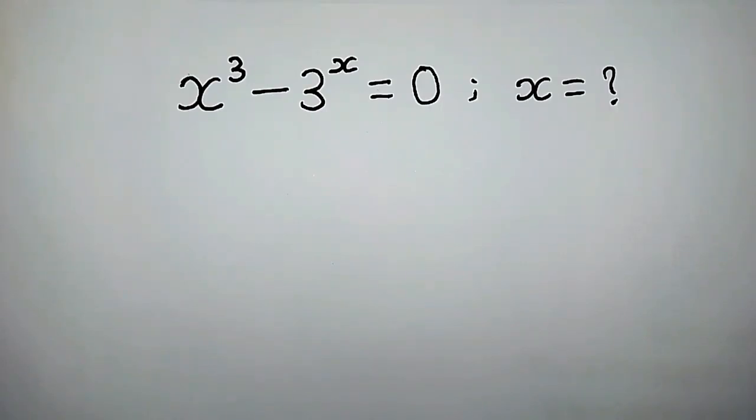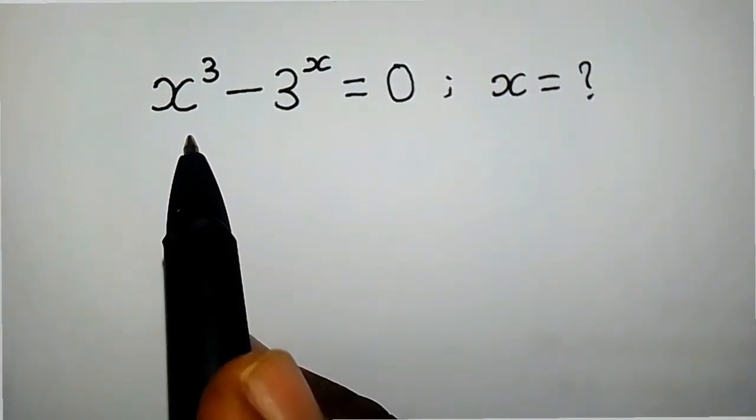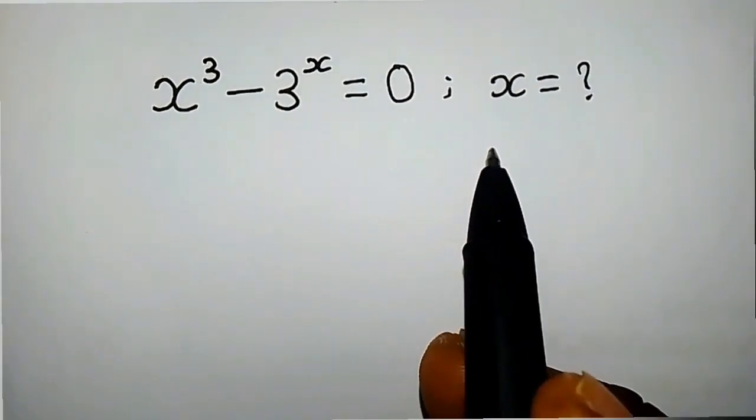In this video, we are going to learn how to use the Lambert W function to solve an equation in which the unknown quantity occurs both in the base and in the exponent. Here is an example. The unknown quantity here is x and it appears both in the base and in the exponent. So how do we find the value of x?